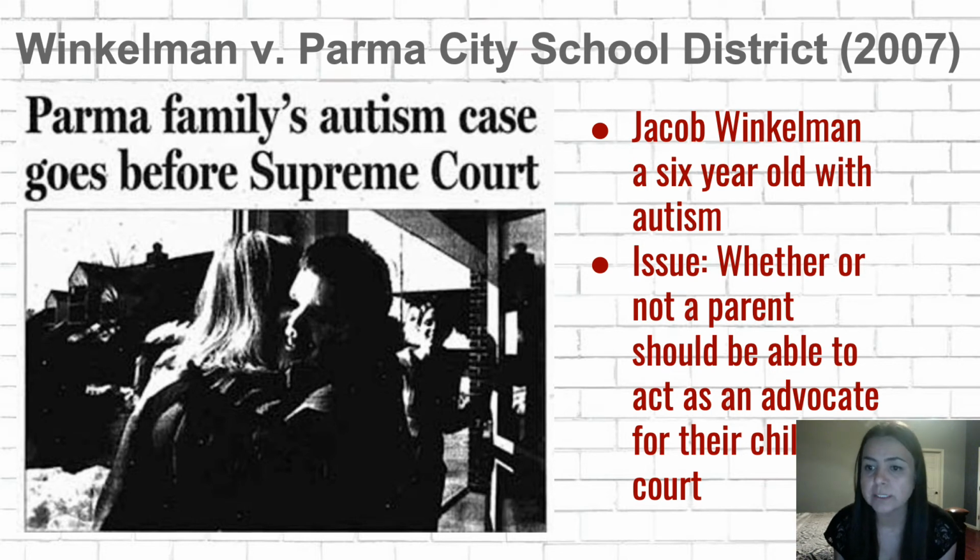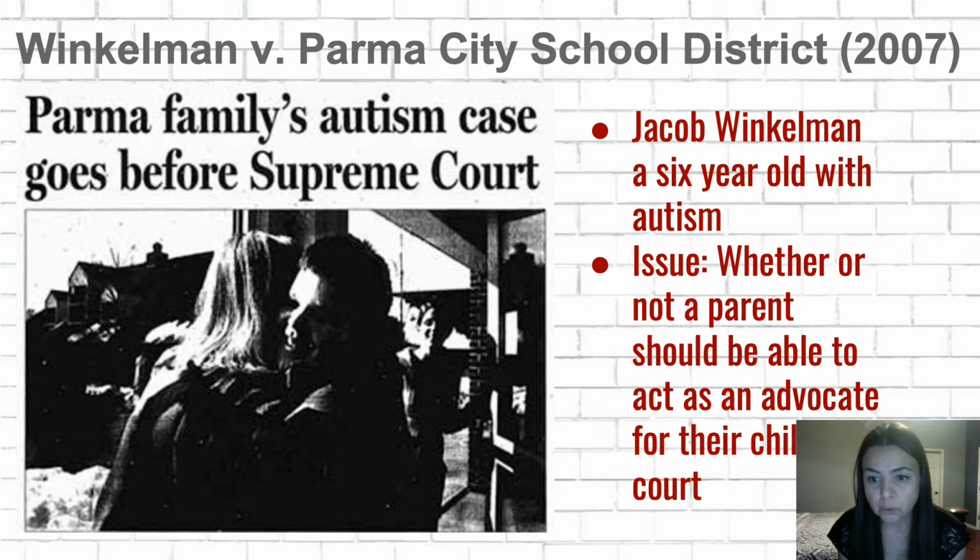The parents wanted to place Jacob in a private school and wanted to be reimbursed for their expenses. The district court ruled in favor of the school district because the parents were not able to represent themselves in court, so they didn't have a lawyer. They wanted to represent themselves, but the court wouldn't take them as advocates. But the parents appealed that decision at the Supreme Court level, and the Supreme Court reversed the decision in favor of the parents.